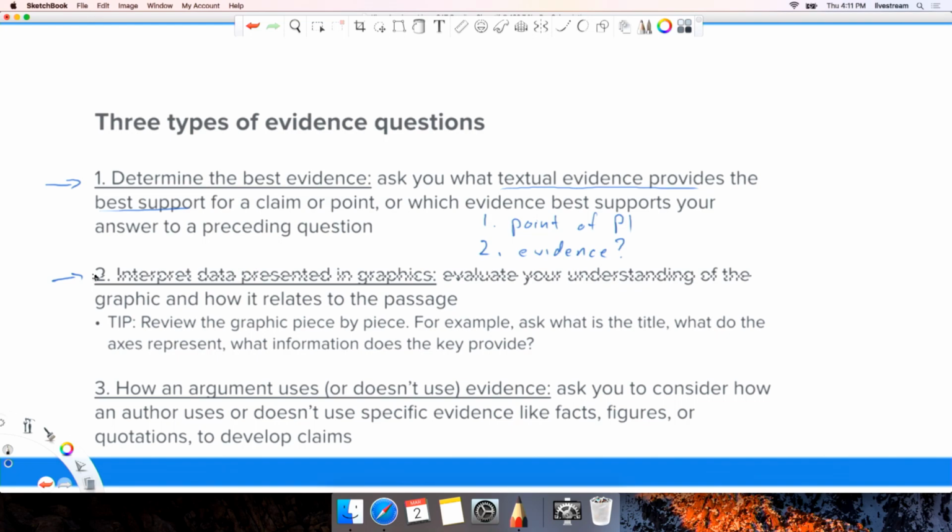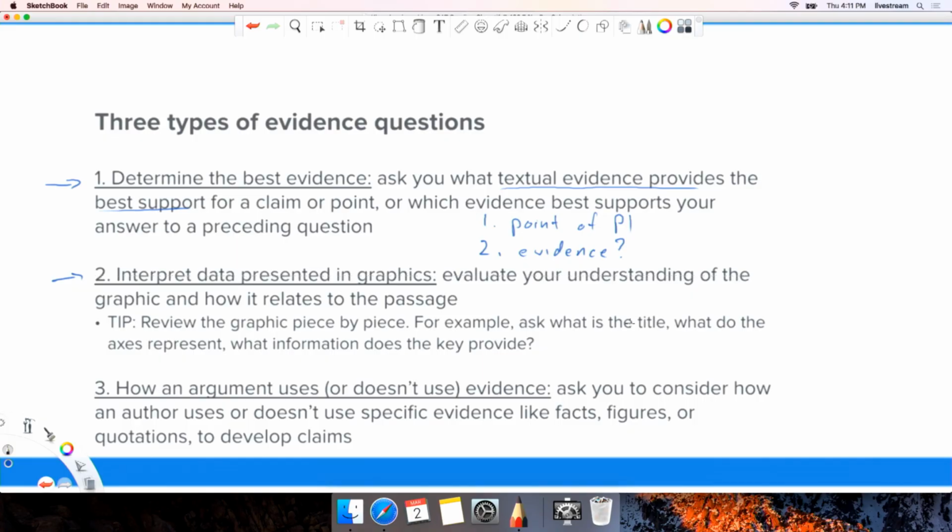Now, the second type of question under the evidence section will ask you to interpret data in graphics of different kinds. And it'll ask you to look at the graphic, understand it, and how it relates to the passage and any claims the author may be making. Now, a tip I would have here would be to break down the graph piece by piece. So rather than trying to understand it all at once, ask yourself just one simple question at a time so that you build up your understanding from the ground up.